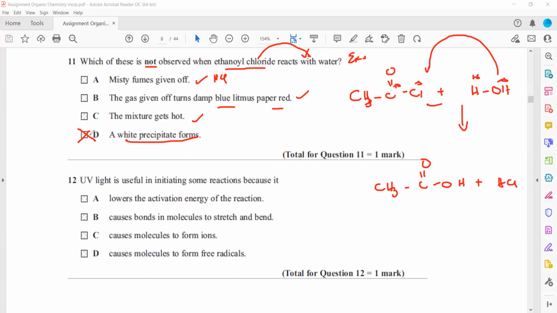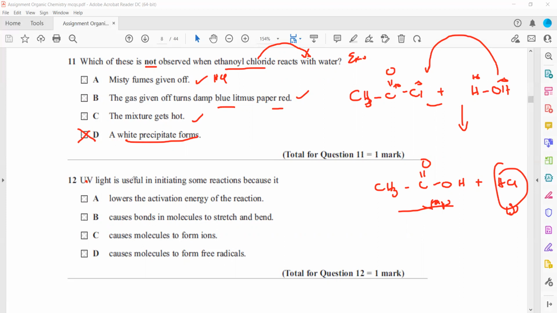D we don't observe because a precipitate means when we mix two solutions and a solid is formed, we call that a precipitate. So here both products are misty fumes, hydrogen chloride gas, and CH3 C double bonded with O, aqueous ethanoic acid.